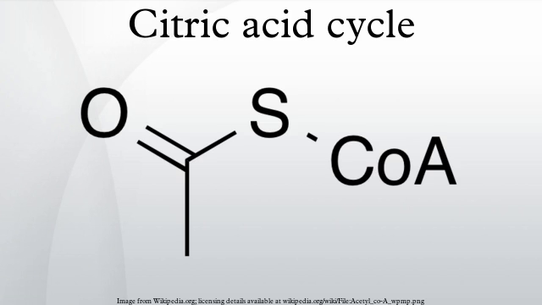The citric acid cycle is called an amphibolic pathway because it participates in both catabolism and anabolism.